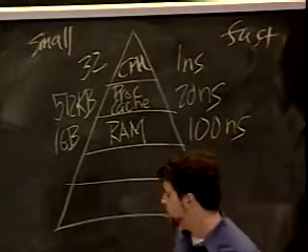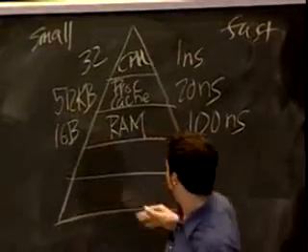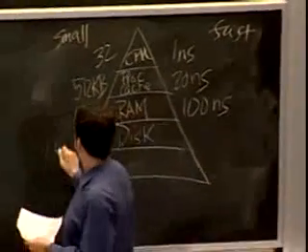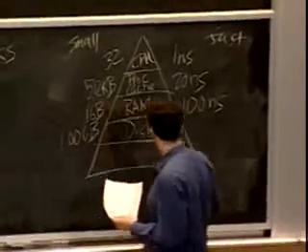Okay? And then below that, you take a big step up in size and a big step down in performance. You typically have a disk. So a disk might be as big as 100 gigabytes, right? But the performance is very slow.